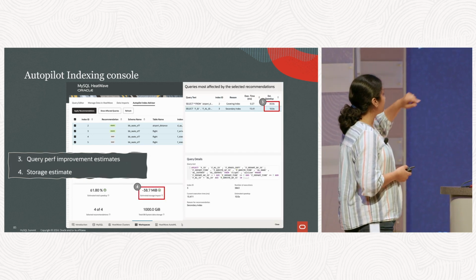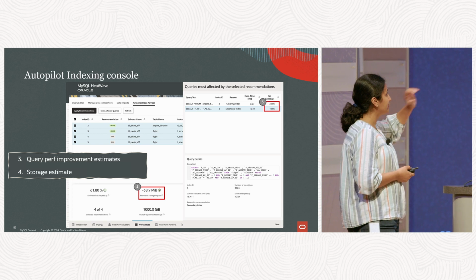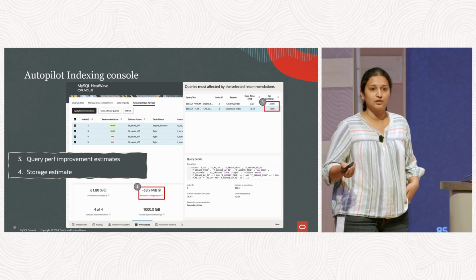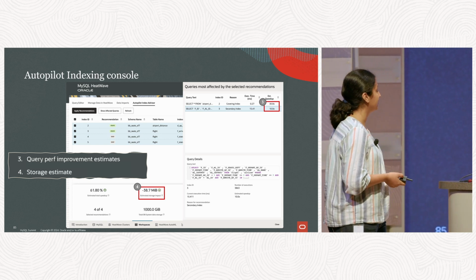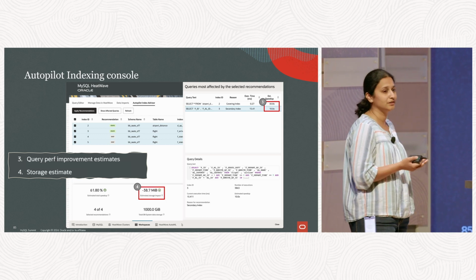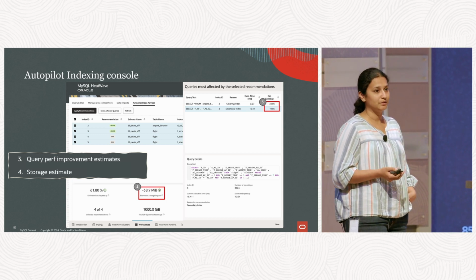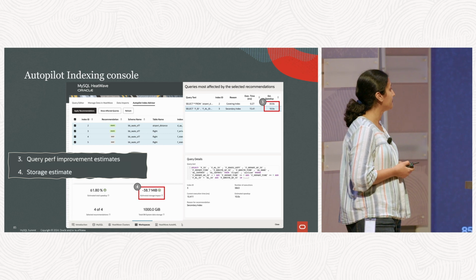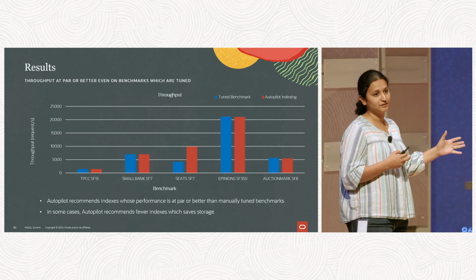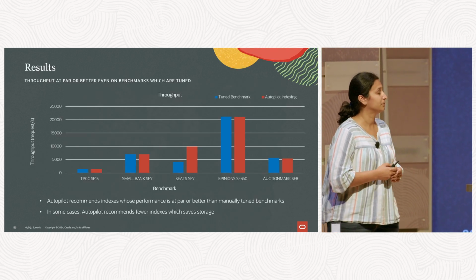If you click the button on the top which says show affected queries, it shows a list of the queries that are most impacted by these recommendations, and also provides an estimate for the speed up for each of these queries. So you can actually make sense of the recommendations and confirm them.